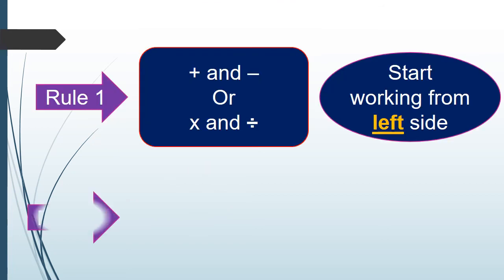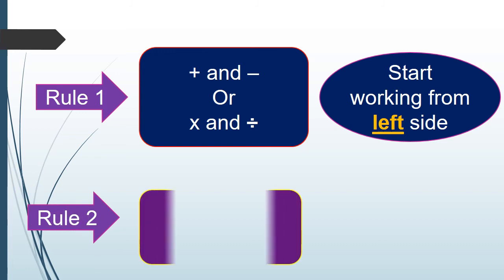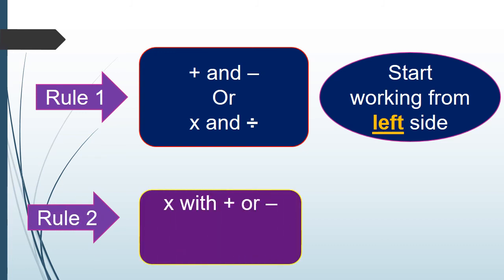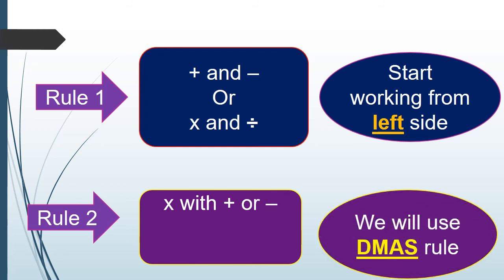Now, rule number 2. According to rule number 2, if in any question there comes multiplication operation with addition or subtraction, then we solve it according to the DMAS rule. And in another case, if division operation comes with addition and subtraction, then we will also solve that question according to DMAS rule.